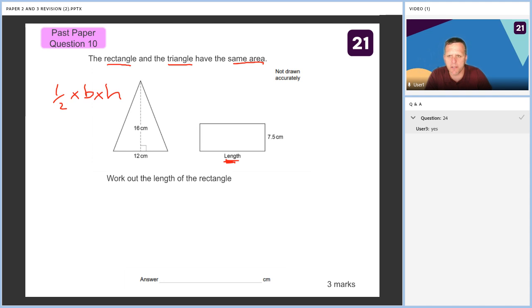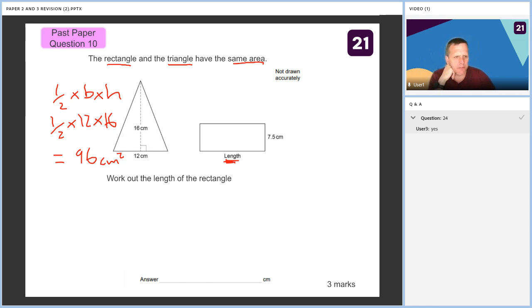So if you know nothing else what to do and you've remembered how to find the area of the triangle, make sure you do that to get yourself a mark. So we've got half times the base, which is 12, and times by 16, which is our height. So the area of my triangle is 96 centimeters squared.